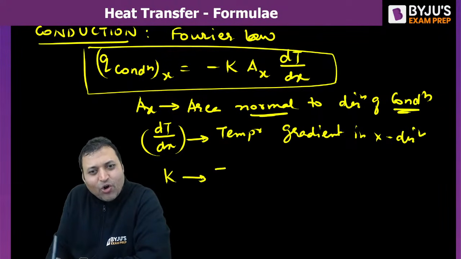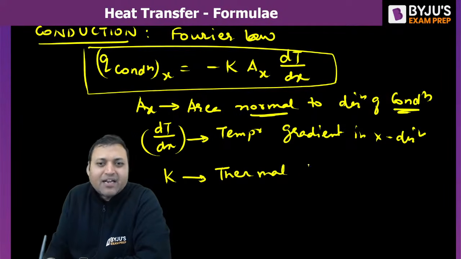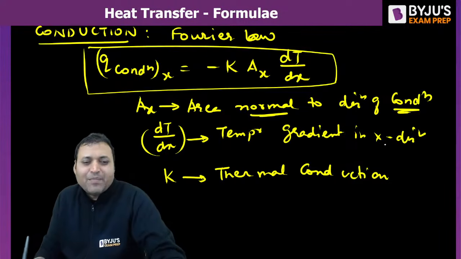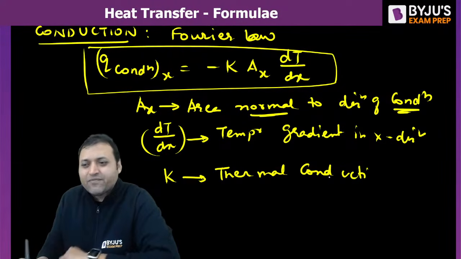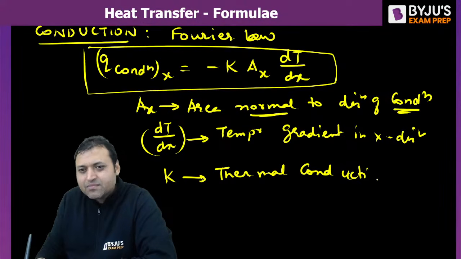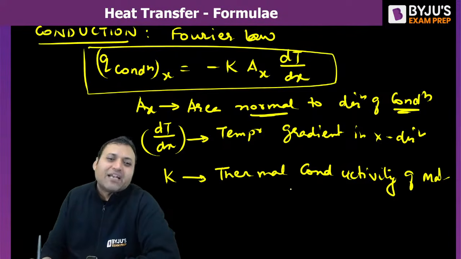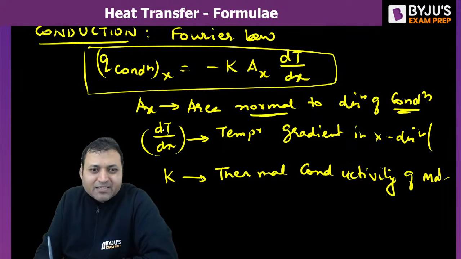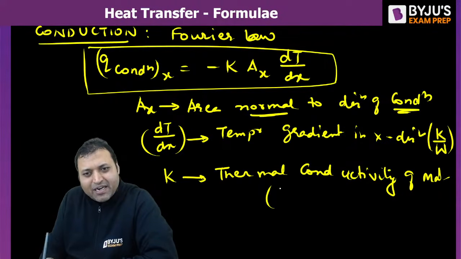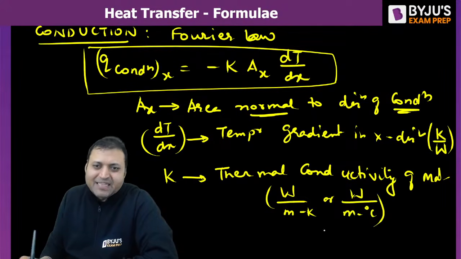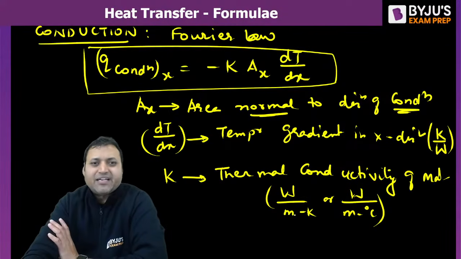And K is known as the thermal conductivity of the material. What is the unit of thermal conductivity? If you put the unit of each and every parameter, this is Kelvin per unit watt. So the thermal conductivity is watt per meter Kelvin or watt per meter degrees Celsius. That is the conduction heat transfer rate.